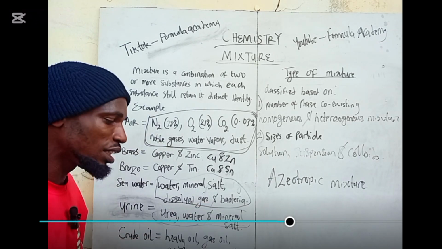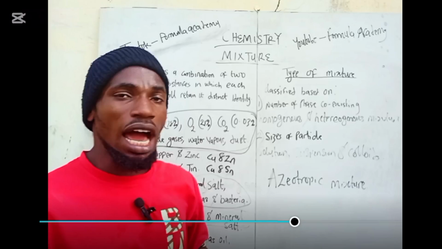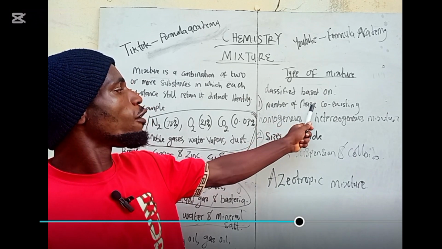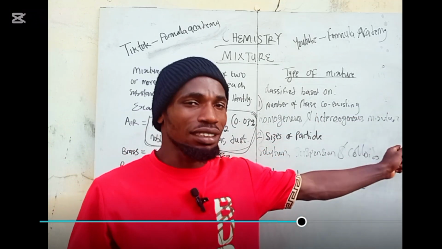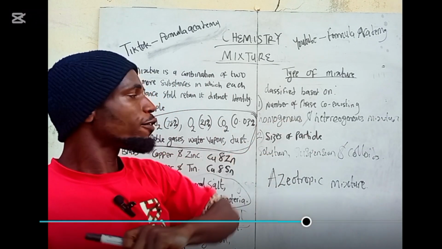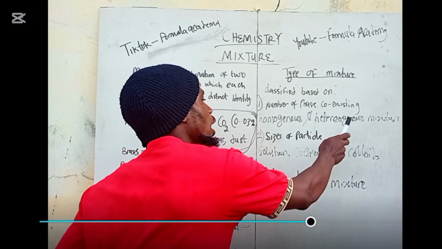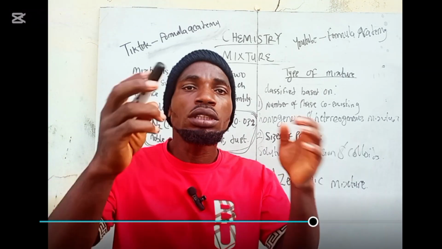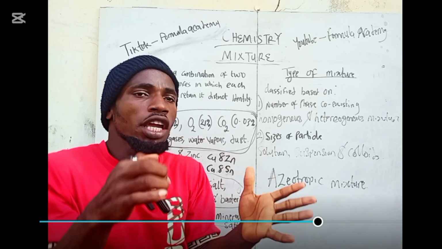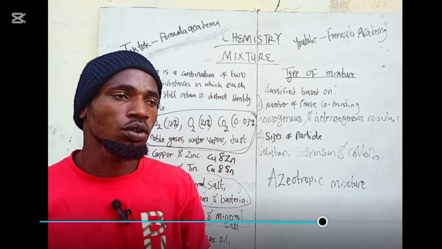So we're moving on to the types of mixtures. The types of mixtures are classified based on, one, number of phases coexisting, and, two, the sizes of particles. Under number of phases coexisting, we have what we call homogeneous and heterogeneous mixtures. What are homogeneous and heterogeneous mixtures? A homogeneous mixture is a mixture in which the composition is uniform. An example of that mixture is table salt plus water.